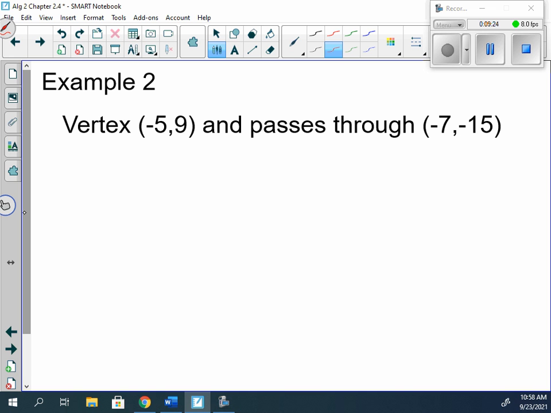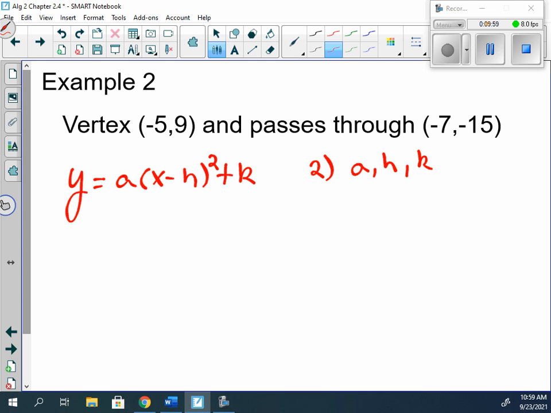Example 2, the vertex is (-5, 9), and it passes through the point (-7, -15). Well, we're given what? So we're going to use y equals a parentheses x minus h squared plus k. We're using the vertex form because they gave us the vertex. Well, the variables that we're looking for or working with are a, h, and k, because those are the three that we have.